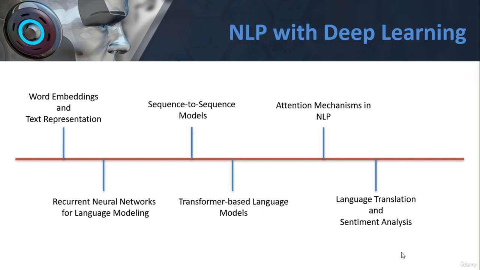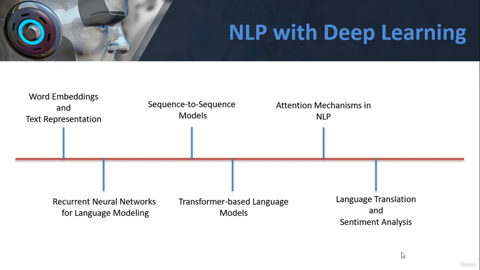Transformer-based language models. Transformers have revolutionized language modeling, culminating in models like GPT and BERT. The subsection dives into the architecture of transformer-based models, pre-training and fine-tuning processes, and the significance of masked language modeling and next sentence prediction tasks. We explore the impact of these models on various natural language processing benchmarks and downstream applications.